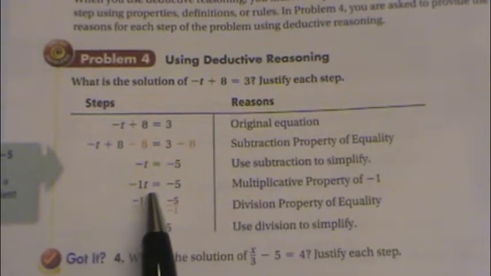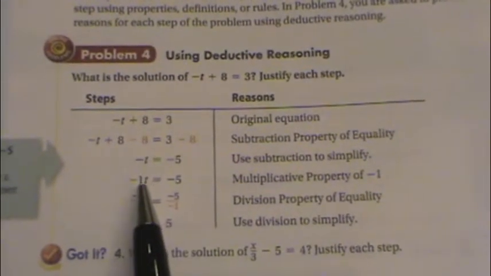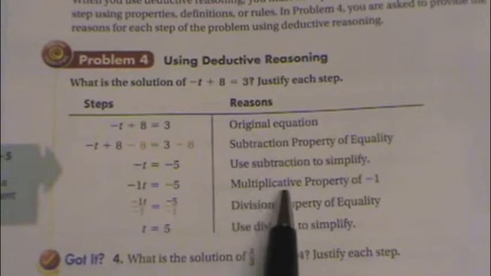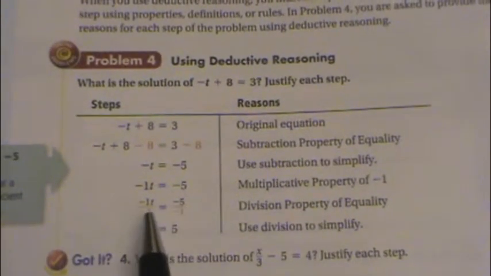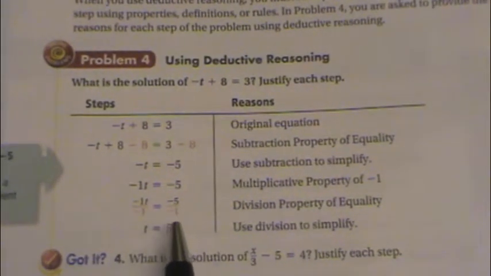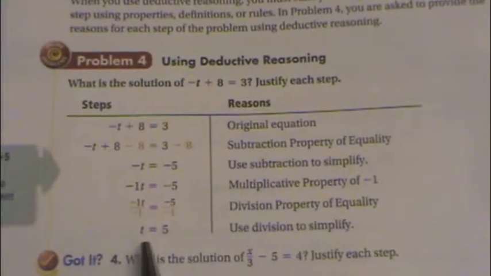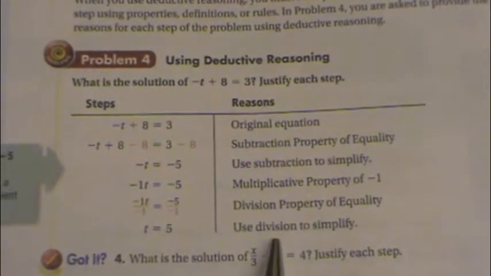Then they take this extra step and they say, well, the opposite of t is the same thing as negative 1 times t, because of the multiplicative property of number 1. So then you can divide each side by negative 1 because of the division property of equality, and then finally you end up with t equals 5.